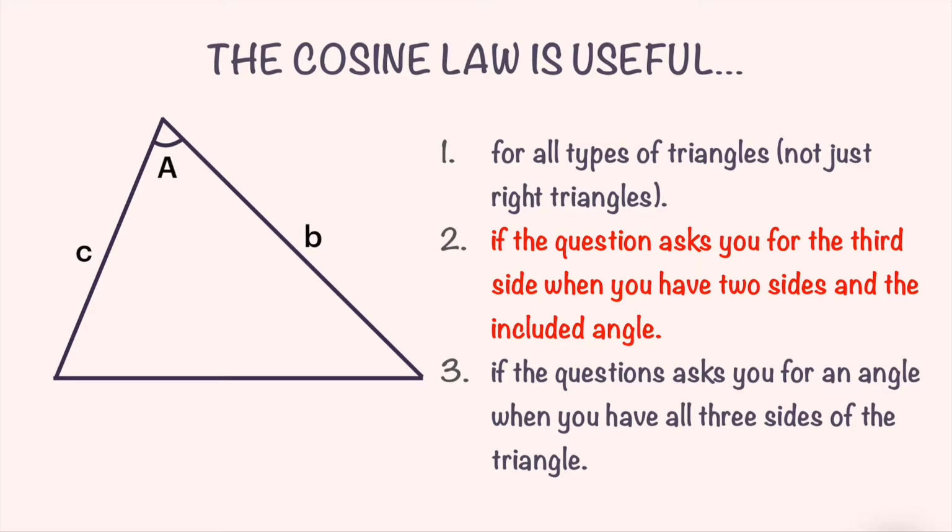One case is when the question asks you to find the third side when you already have the other two sides and an angle in between. The other case is when you have all three sides of the triangle, but none of the angles, and the question asks you to find any of the missing angles. Let me demonstrate these two cases.